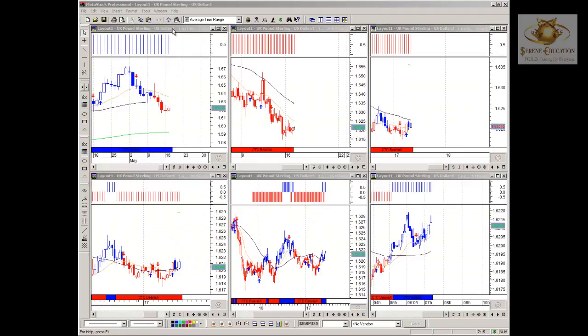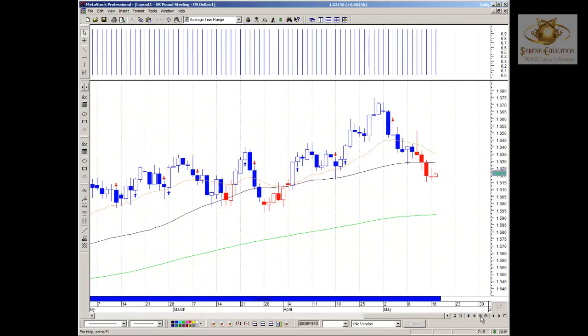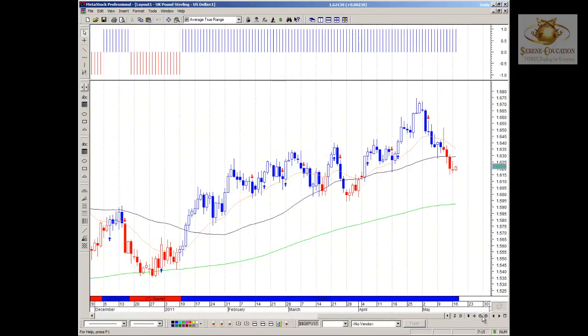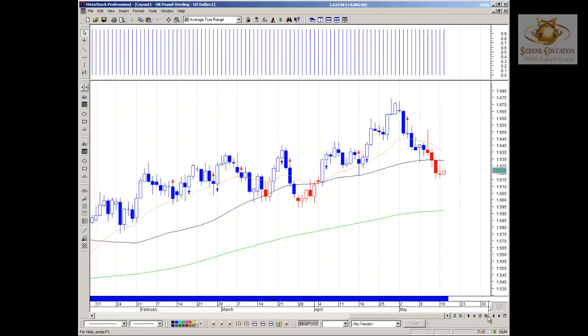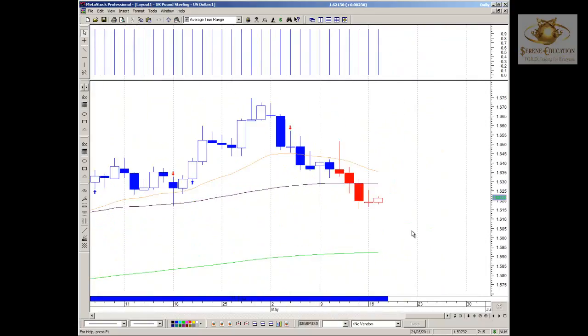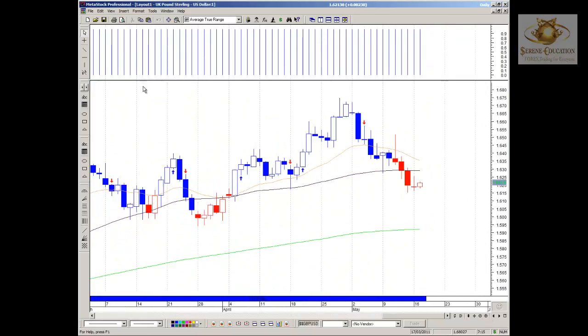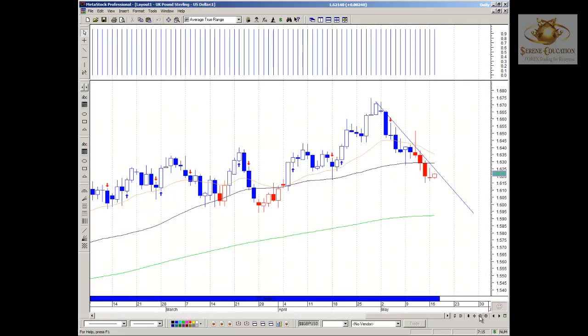Next pair up is sterling against US dollar. Let's have a look at the time frame here on the daily. The pair, as with the euro, has been falling steadily over the last couple of weeks, and we have lower swings to dictate a lower trend, and it's trading below two small time frame moving averages.